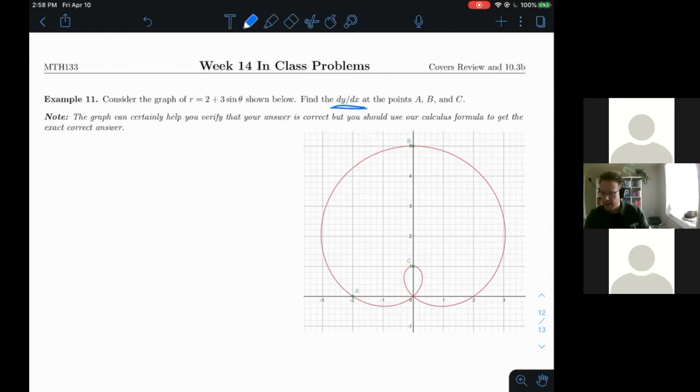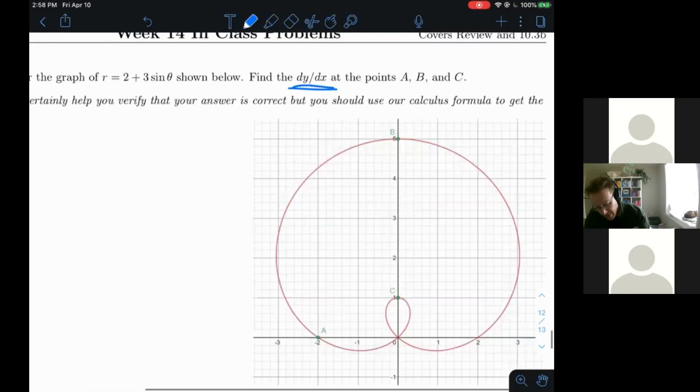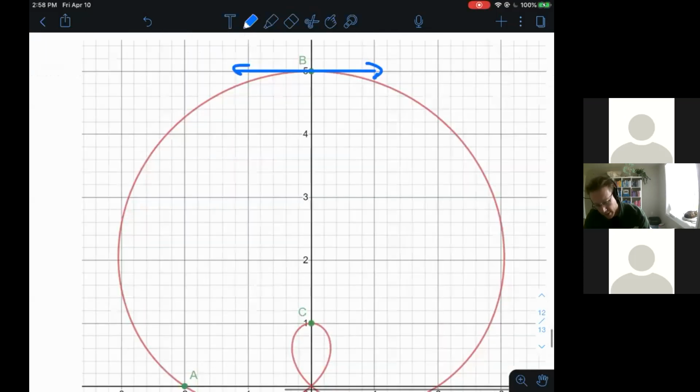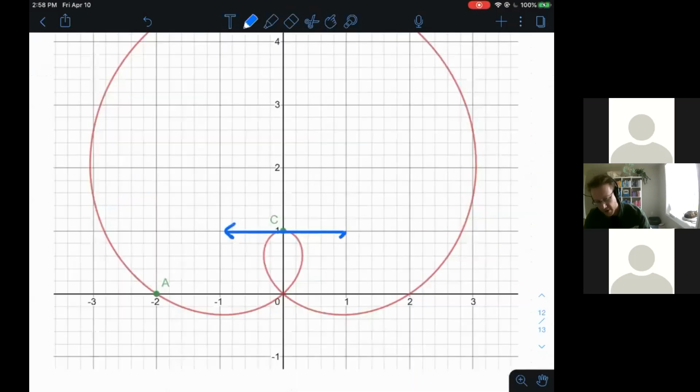So I have a note that certainly with the graph I've given us, we can stare at it and take good guesses and see what's a reasonable answer. But still, we should practice using our calculus formula in order to get the actual correct answer. So for instance, at B and at C, we can see that dy/dx, the slope of the tangent lines here, is probably 0. I'd be very surprised if they weren't 0.